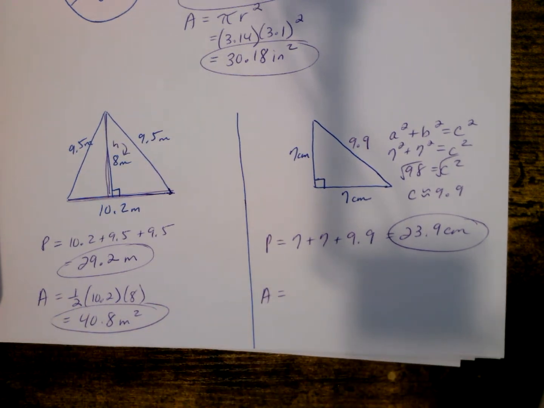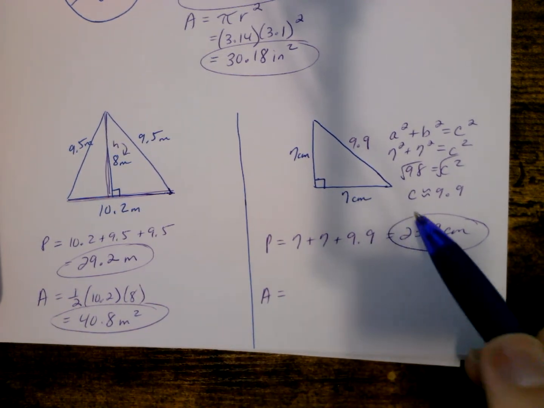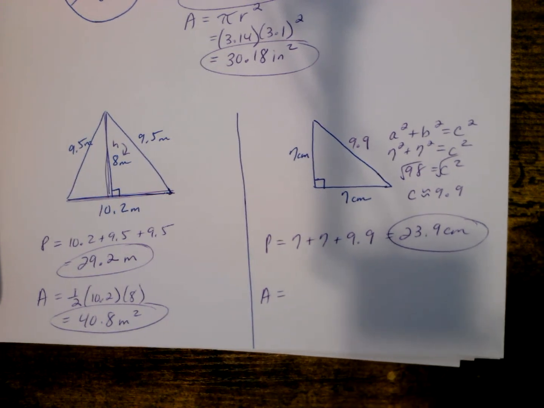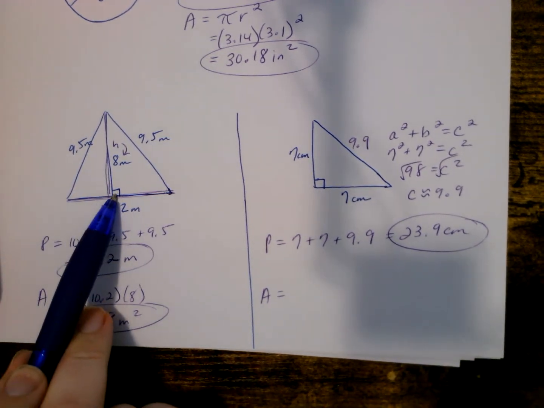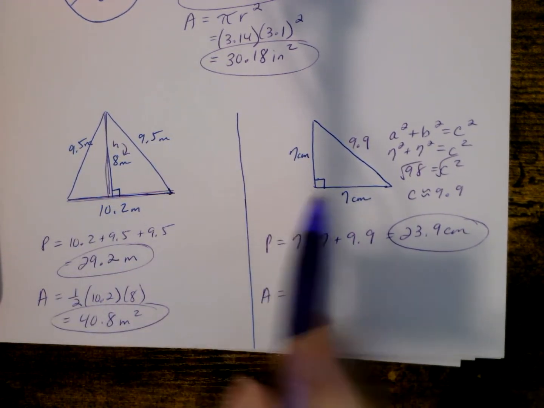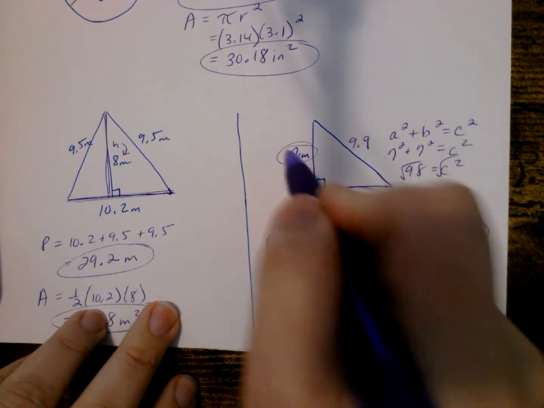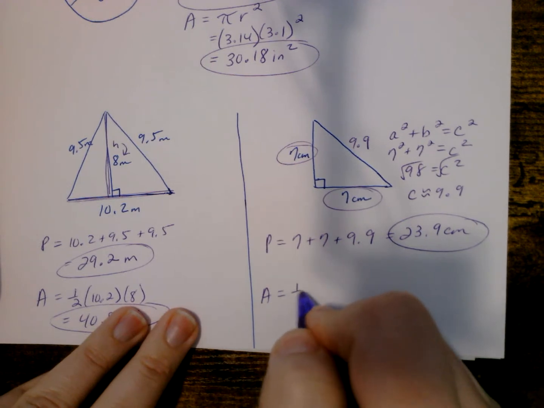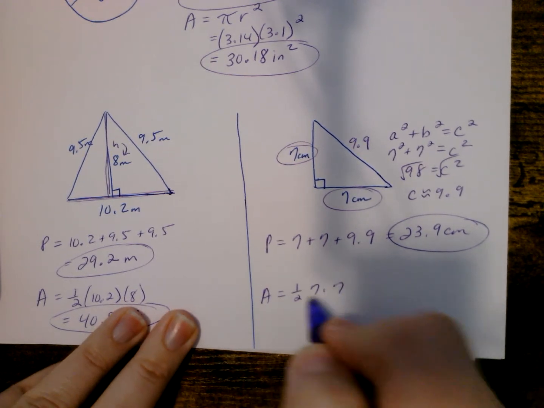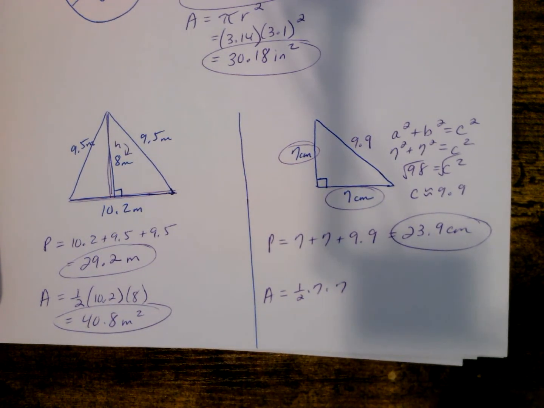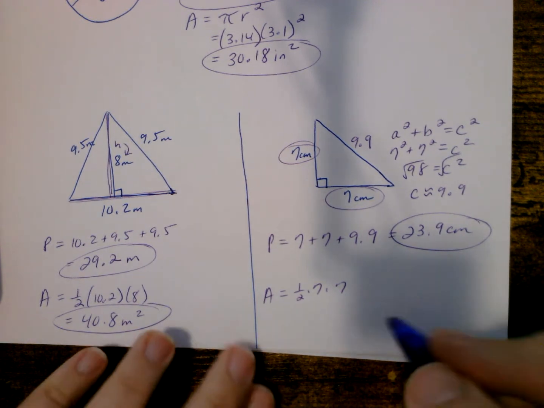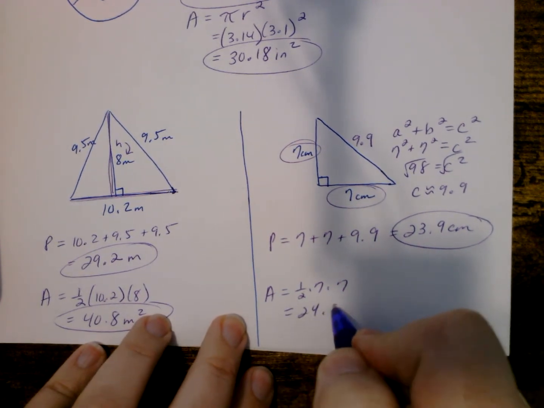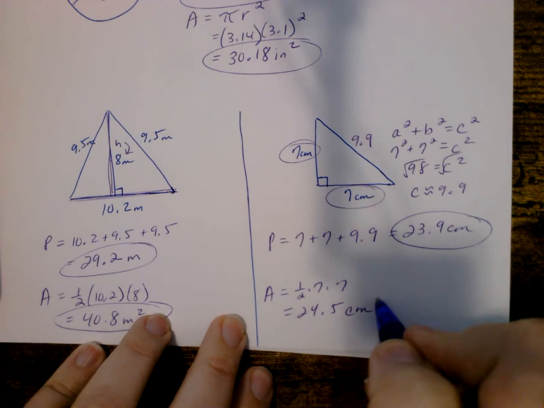Okay, and then area of a right triangle, your base and your height are always perpendicular. Notice I've always had a right angle there. So your base and your height would be the 2 that make the right angle. So I would do 1/2 times 7 times 7. So 0.5 times 49 is 24.5 centimeters squared.